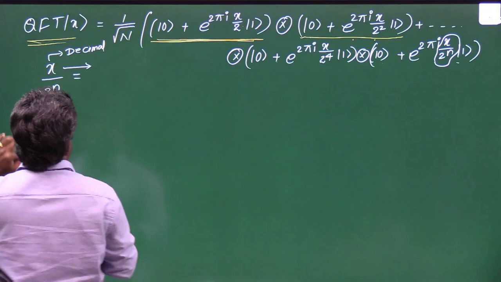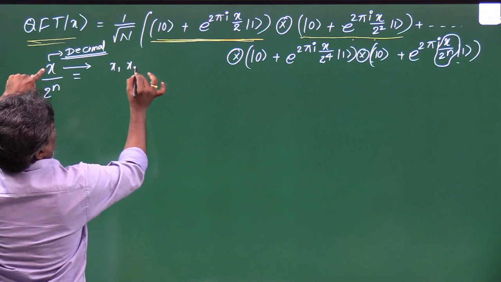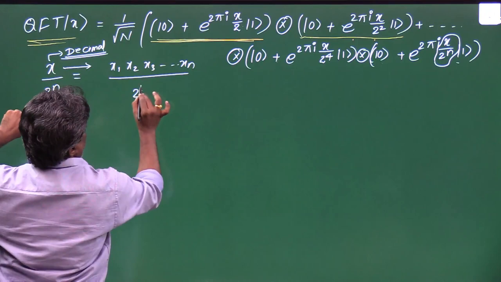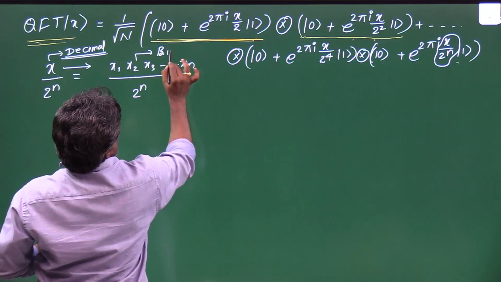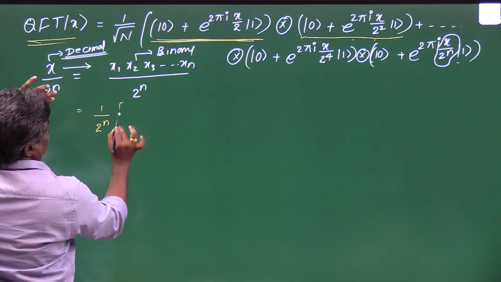So what is x by 2 power n? x is the decimal. But we know the form of a binary: x1, x2, x3, so on up to xn, by 2 power n. Now carefully, sir, I said this is the binary. Now, I request you please expand this binary form. Please expand 1 by 2 power n.